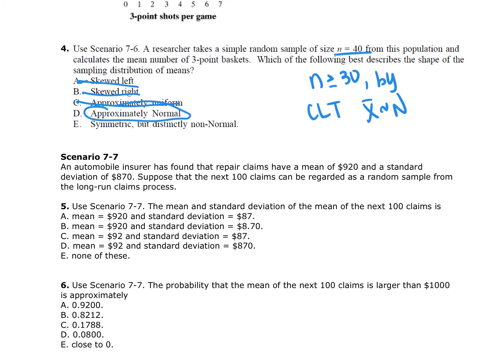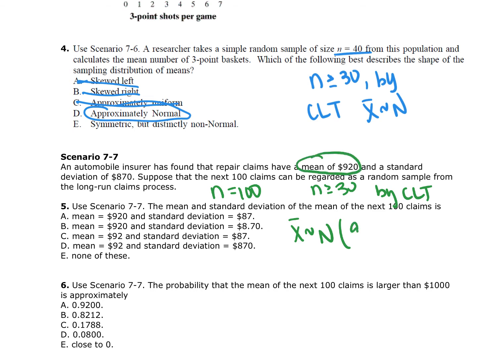So the next one talks about the central limit theorem again, but it actually talks about when you describe the distribution, give me the mean and the standard deviation. It says an automobile insurer has found that repair claims have a mean of $920 and a standard deviation of $870. Suppose that the next 100 claims can be regarded as a random sample from the long-run claim process. So we know that our n is equal to 100. And again, anytime we have a sample size, we want to check to see if it's bigger than 30. So n is greater than or equal to 30.